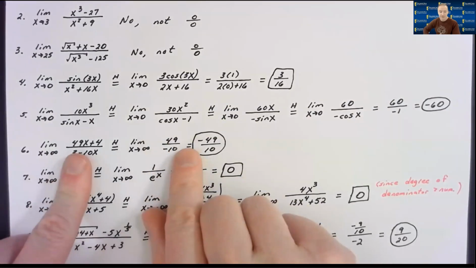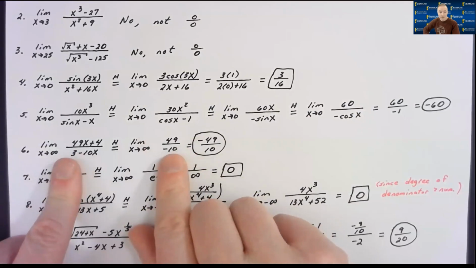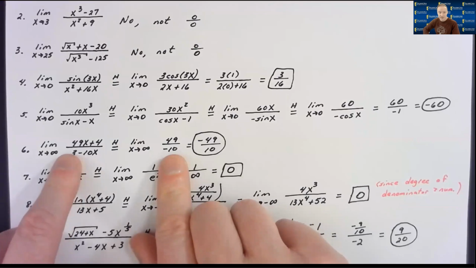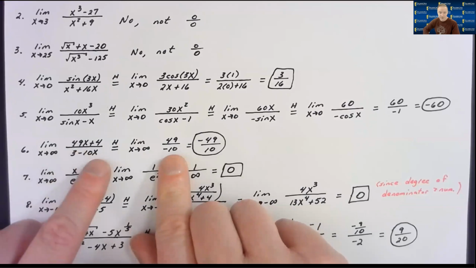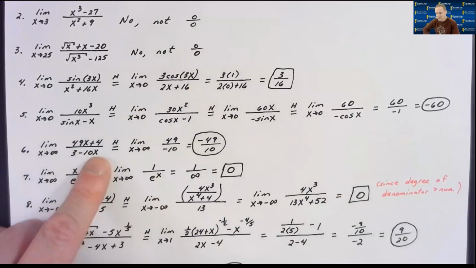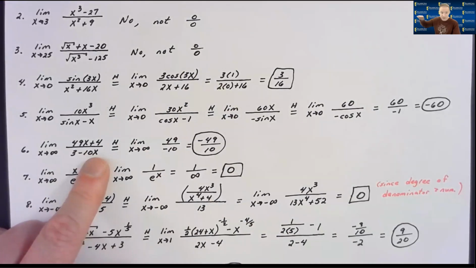Okay, up next, guys. For number 6, we have the limit as x approaches infinity of this expression, 49x plus 4 over 3 minus 10x. This actually goes back to pre-calculus, whenever you were finding horizontal asymptotes. You had in rational functions, as long as the degree of the numerator and denominator is the same, we always said the horizontal asymptotes are at y equals the fraction of the leading coefficients. Well, that's going to be the case in this case.